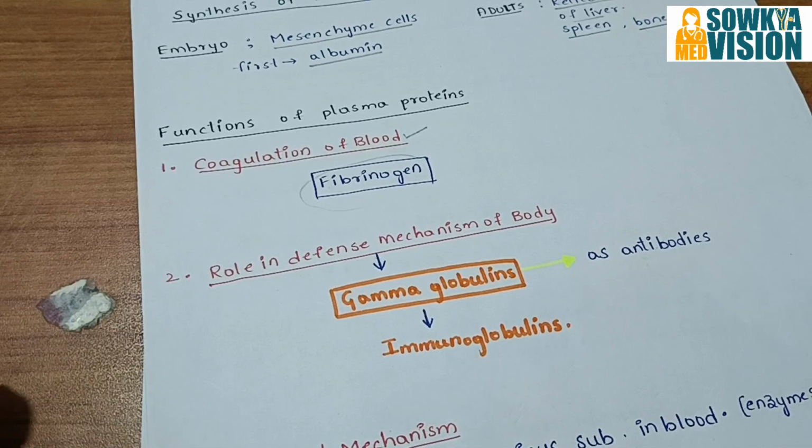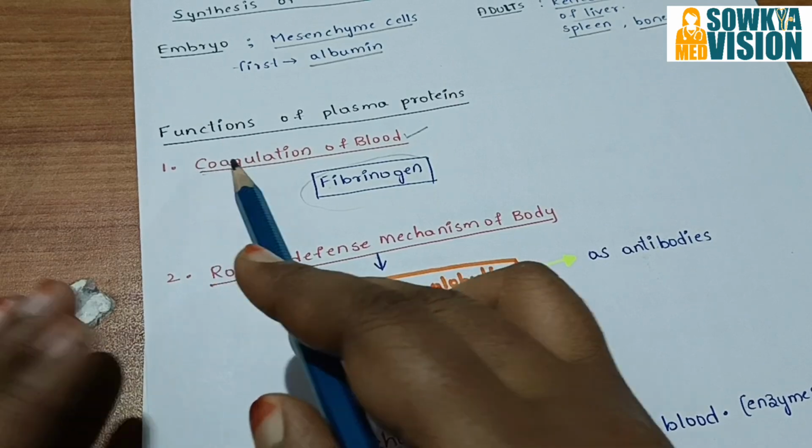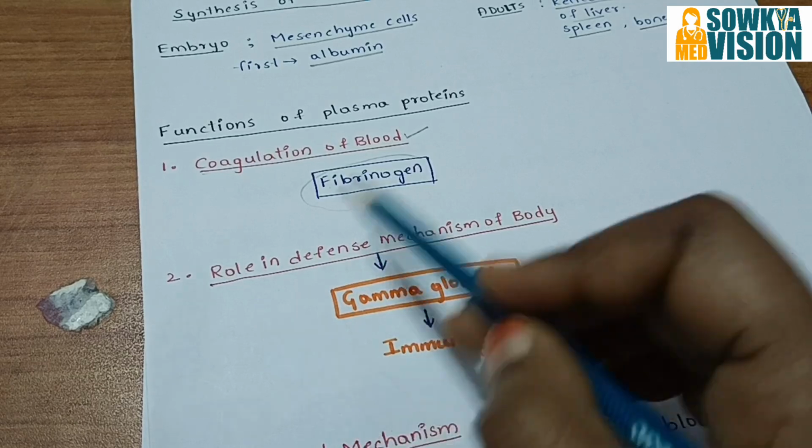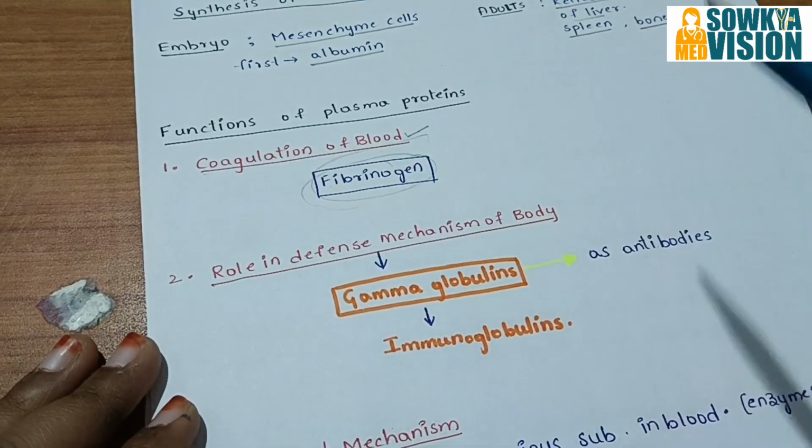We will study the coagulation of blood in the further classes. So here the first function of the plasma proteins is the coagulation of the blood by fibrinogen.